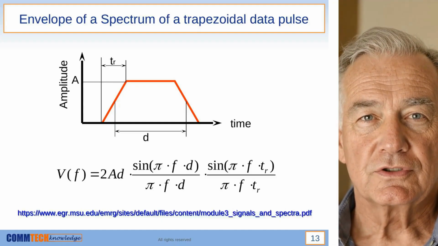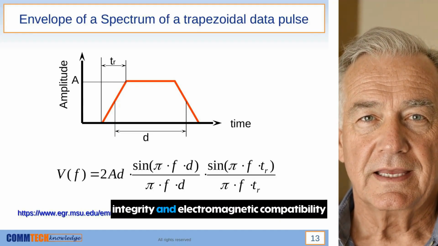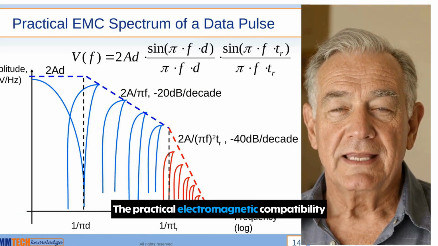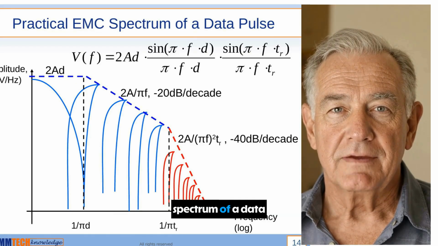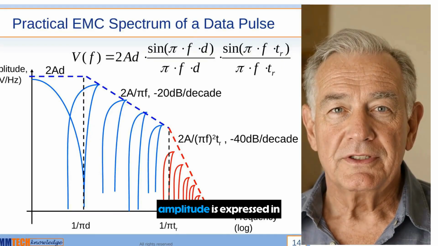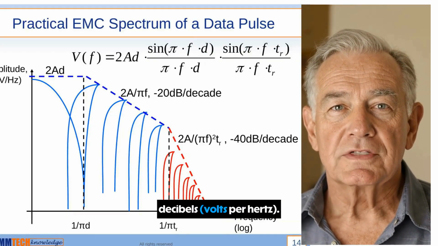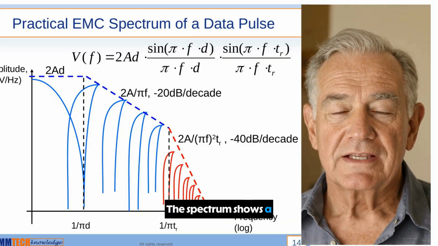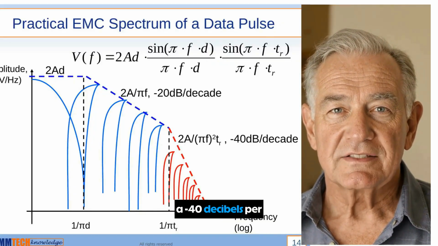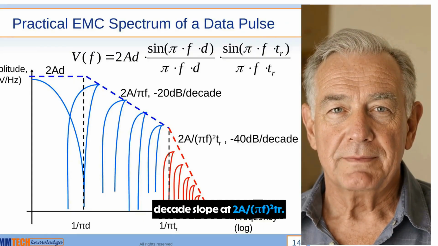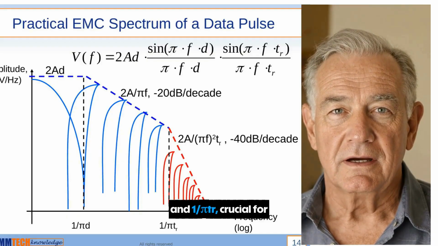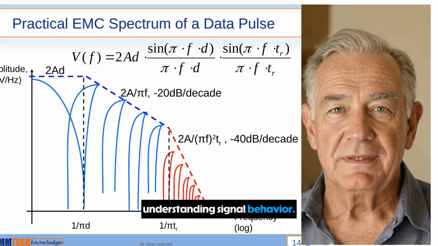Understanding these relationships is crucial for analyzing signal integrity and electromagnetic compatibility in electronic systems. The practical electromagnetic compatibility spectrum of a data pulse is characterized by its frequency response, where amplitude is expressed in decibels, volts per hertz. The spectrum shows a 20 decibels per decade slope at 2A pf and a 40 decibels per decade slope at 2A p2 tar. Key parameters include 1PD and 1PTR, crucial for understanding signal behavior.